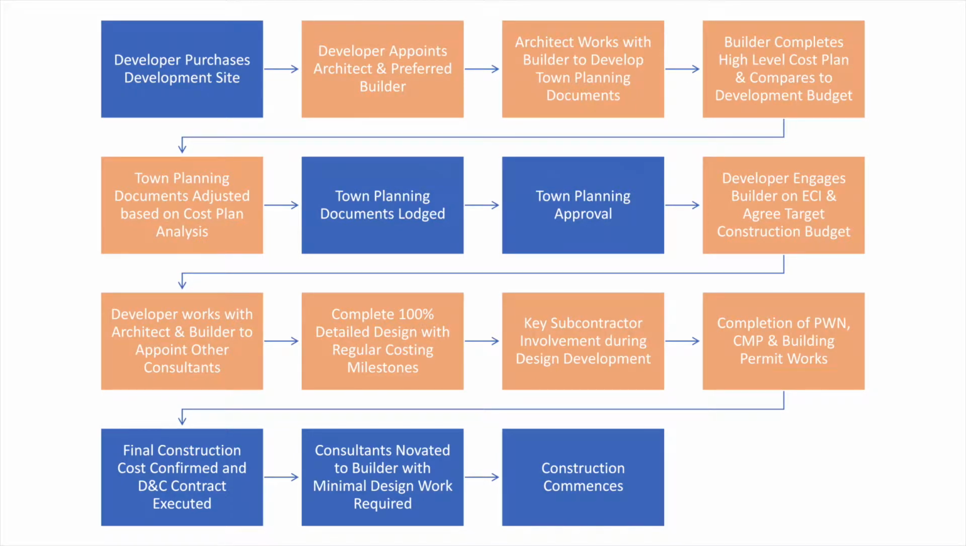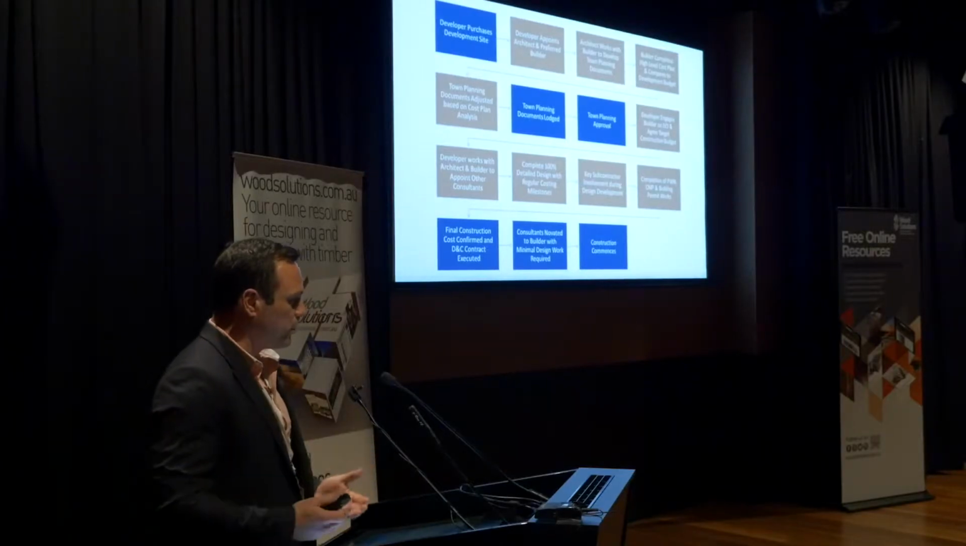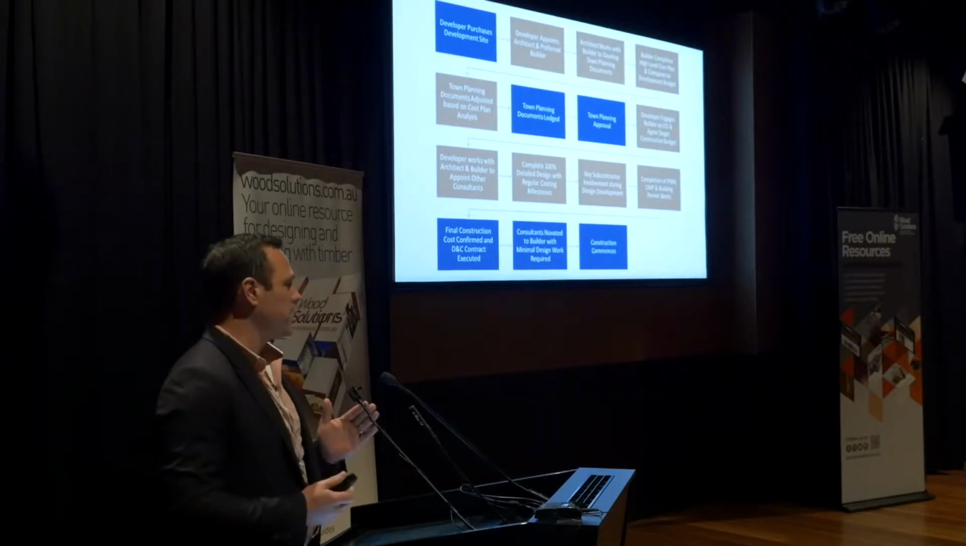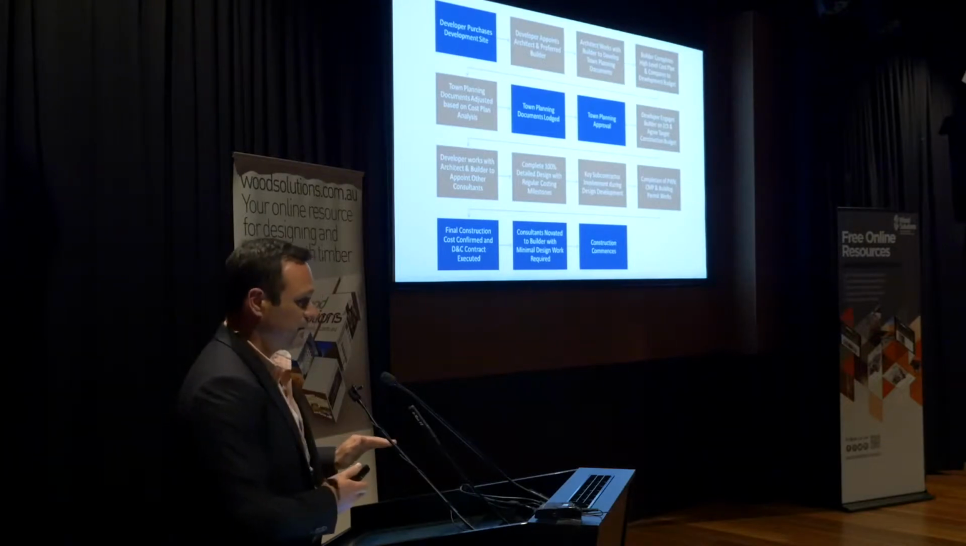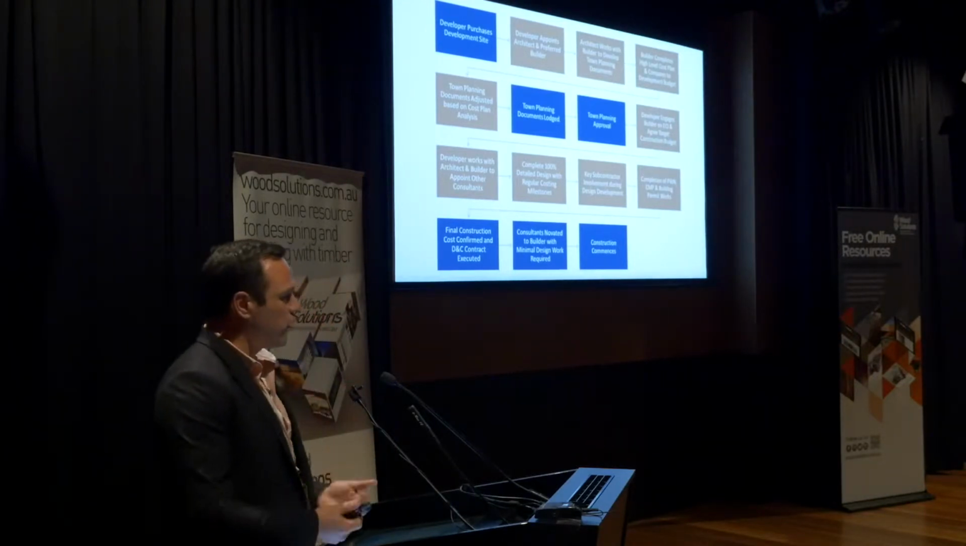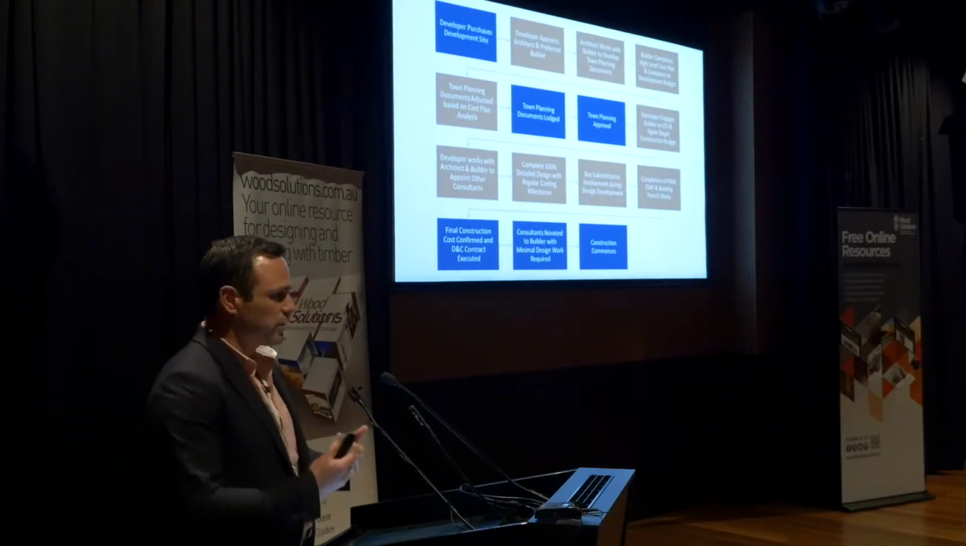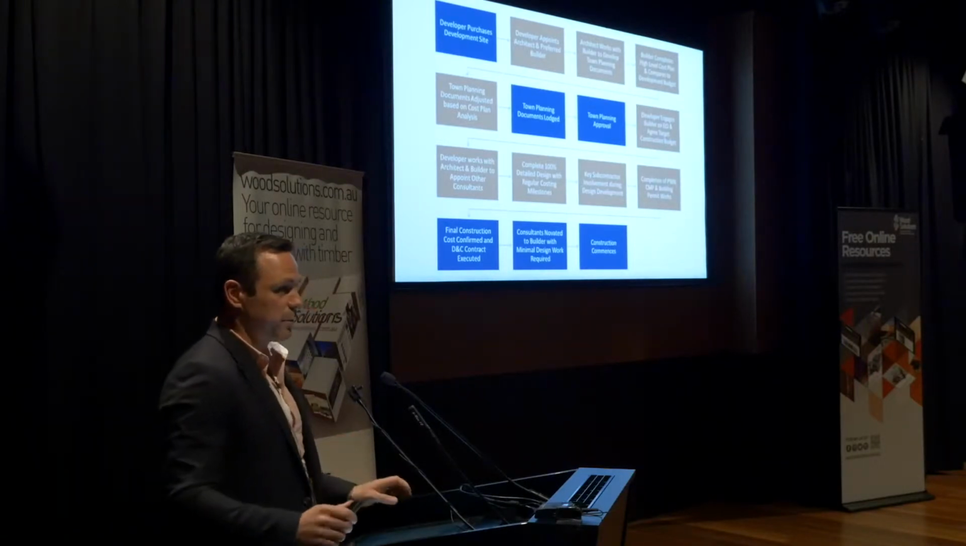Okay? Builder completes a high-level cost plan and compares to the development budget before we've even got it to town planning. The town planning documents are adjusted based on the cost plan analysis. So the hardest thing here for the developer is actually to put their development budget on the table to the builder. This is the biggest point of resistance. But any developer would know how much they need to build it for, and that's how much money they want to make. And it's very, very rare in this market you're actually going to get lower than that anyway at tender. So put it out on the table, talk about it, and actually design to it, and use a builder as a consultant to get you to that budget before you even lodge at town planning.